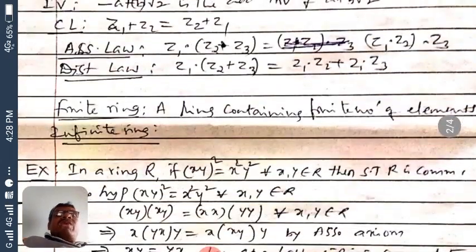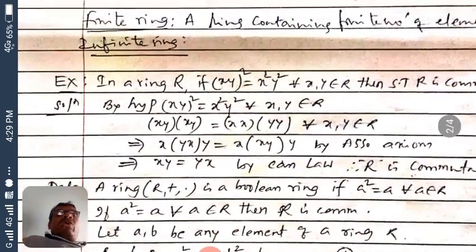Then what is a finite ring? A ring containing a finite number of elements is called a finite ring. A ring containing an infinite number of elements is called an infinite ring. But the definition of an infinite ring is not mentioned here. Just write the definition and complete it.